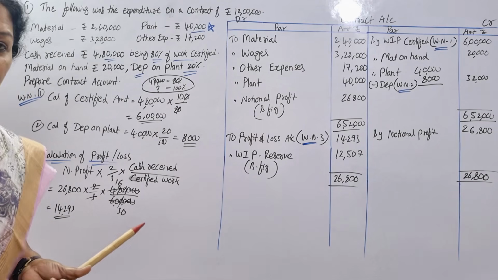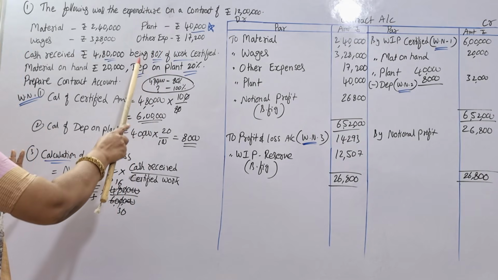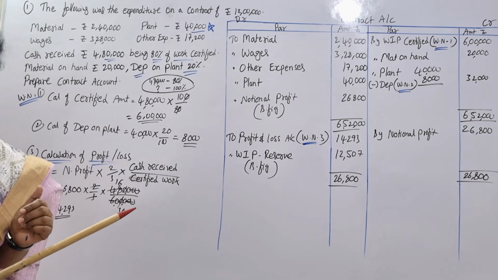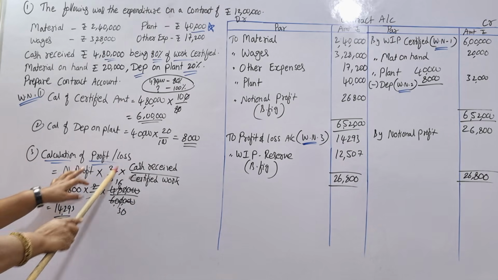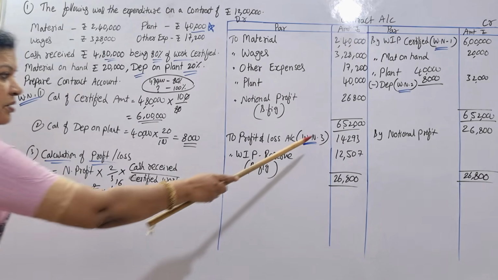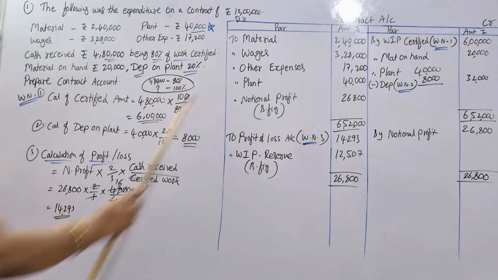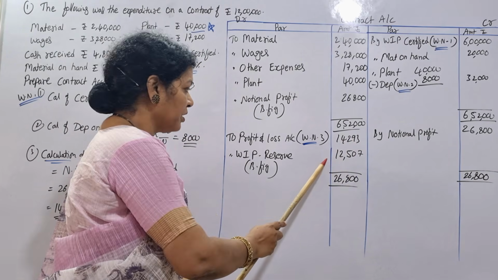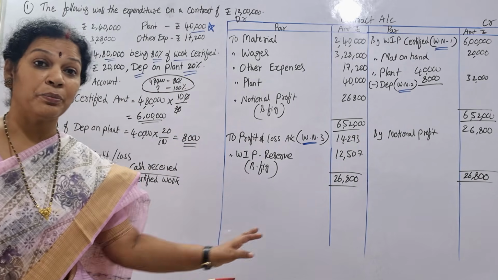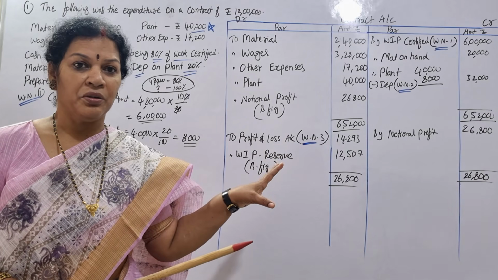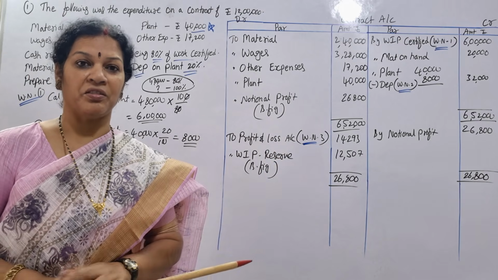How do you get it? Notional profit into, you have to see how much work is completed. 80% completed comes under 50 to 90, which means we take 2/3. Now, notional profit into 2/3 into cash received by certified work. If you calculate it, you get 14,293. This is working notes 3. And the difference, 26,800 minus 14,293, is 12,507. What is this? Work in progress reserve. We transfer this amount, whatever is left, to the reserve. We don't consider it as profit.